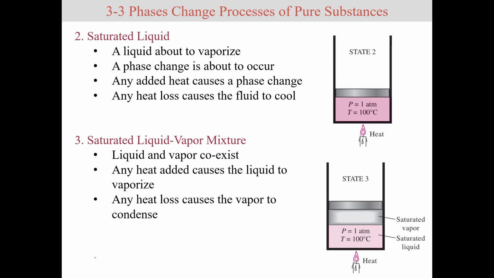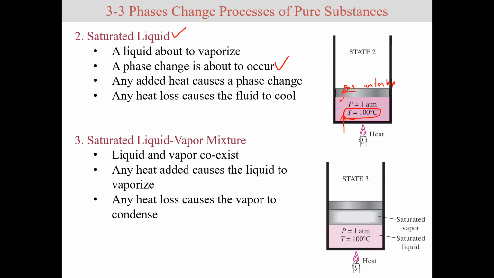Region 2 is called saturated liquid. It's really important. Saturated liquid is when you're just about to boil. So I hit 100 degrees Celsius, because at 1 atmosphere, water boils at 100 degrees. A phase change is about to occur. If I continue to add heat to water that is at 100 degrees, the water temperature does not change. It still stays at 100 degrees, because now the water is going to turn from liquid to gas, to water vapor.